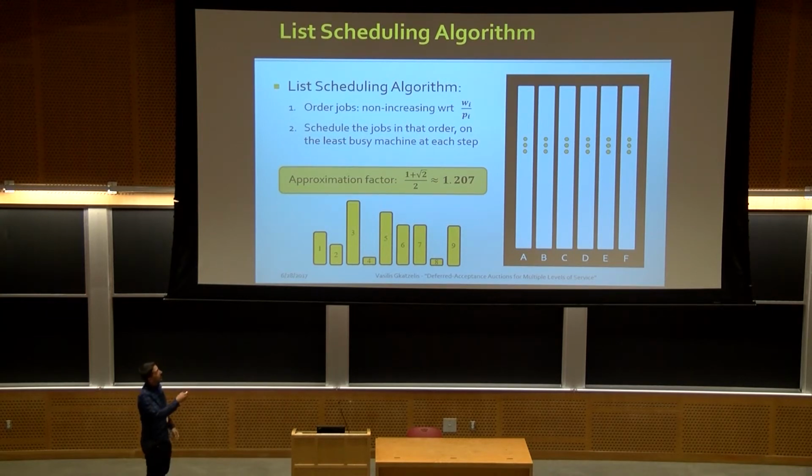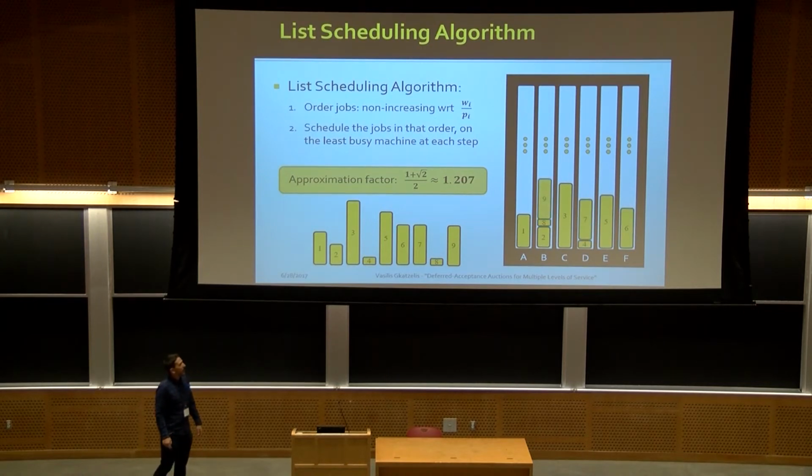You want to minimize weighted completion time, and you have identical parallel machines. Then there's a simple scheduling algorithm that says order the jobs based on their weight divided by processing time, and just schedule them in that order on the least busy machine available, right? And just keep going this way. If you do that, you actually get a very good approximation, right?